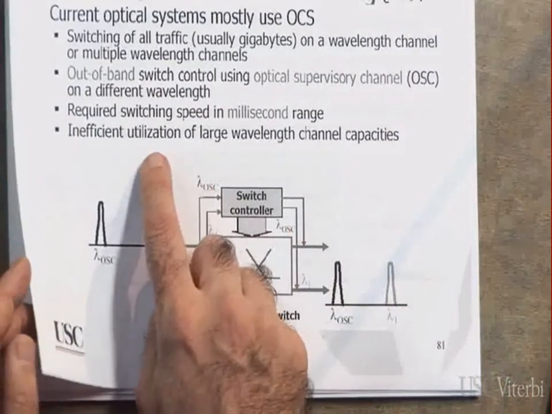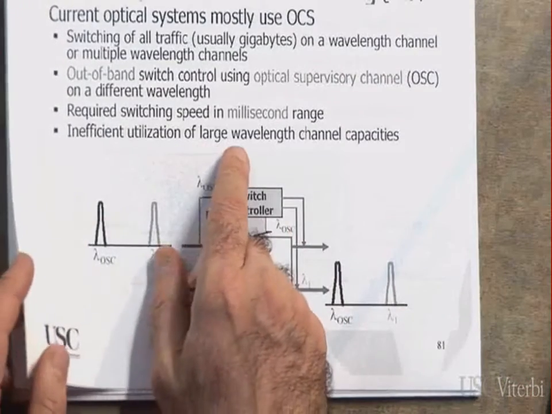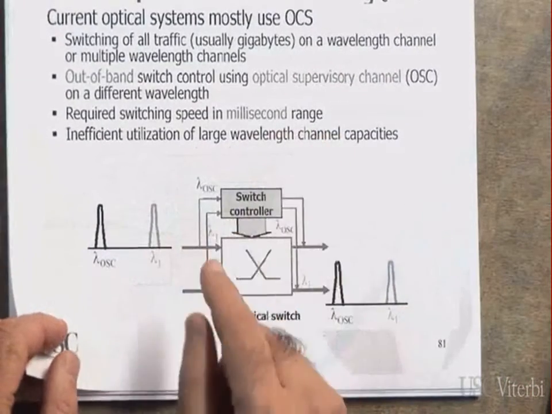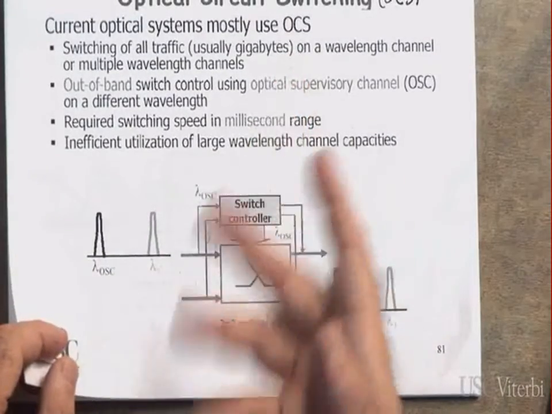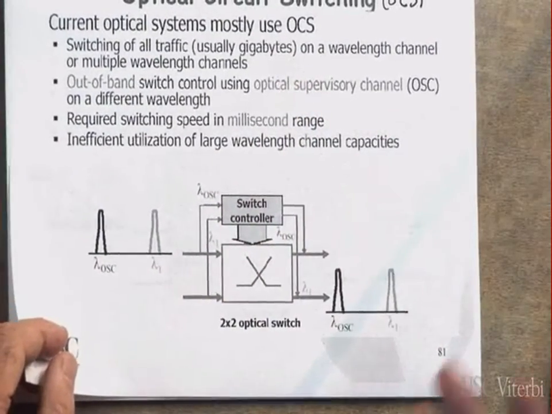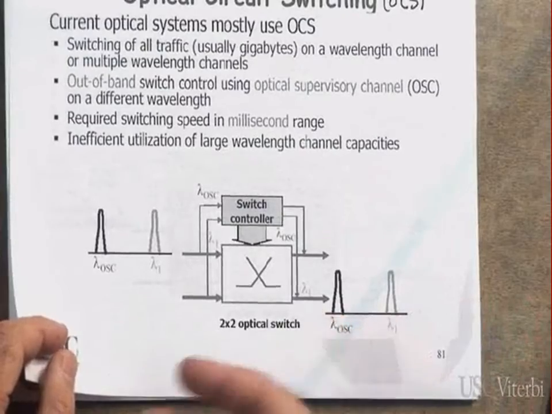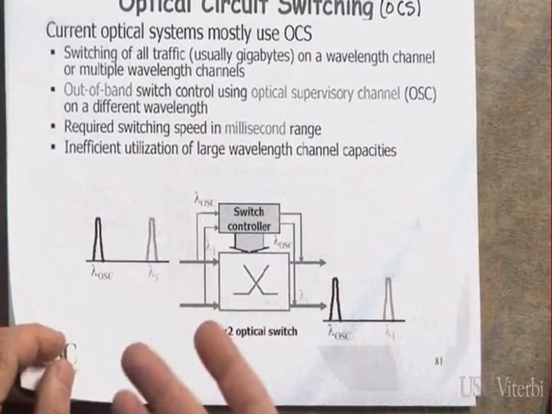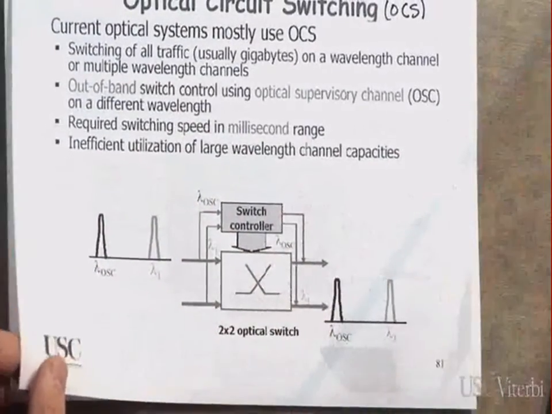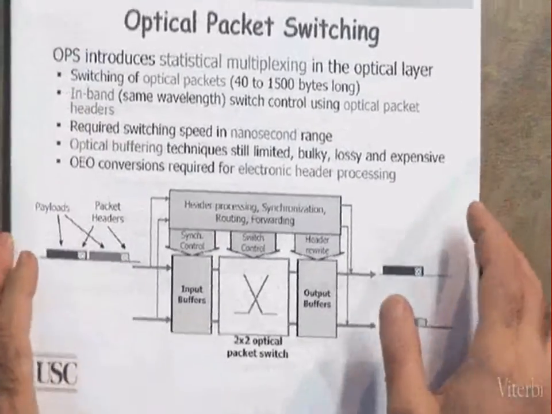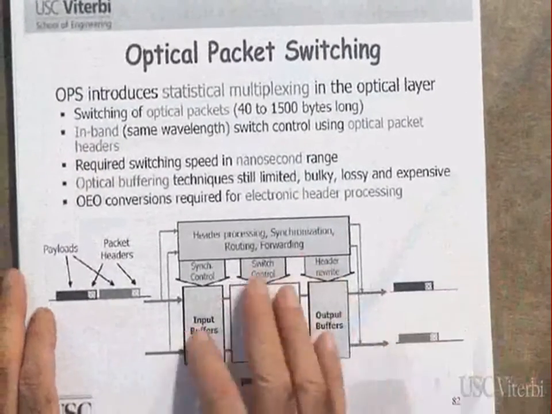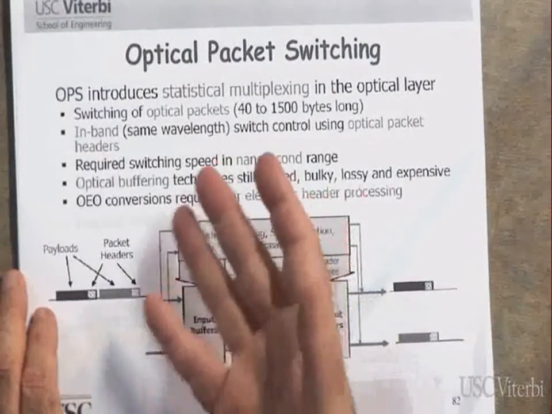This is an inefficient utilization of large wavelength channel capacities, because the circuit, again, as I told you, is dedicated. When you say circuit, it's dedicated for the duration of the call. So if you are not having anything to transmit, the wavelength is wasted. The wavelength is dedicated to you. Clear?